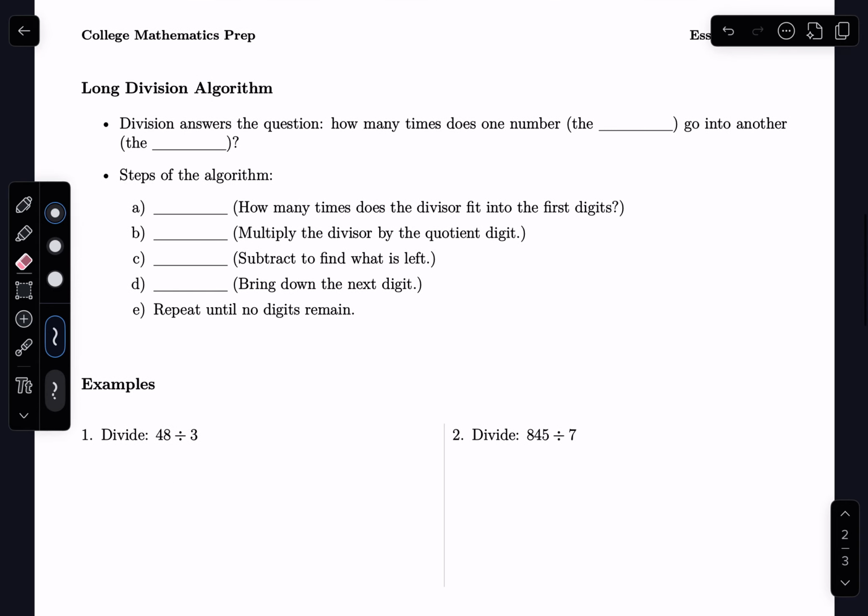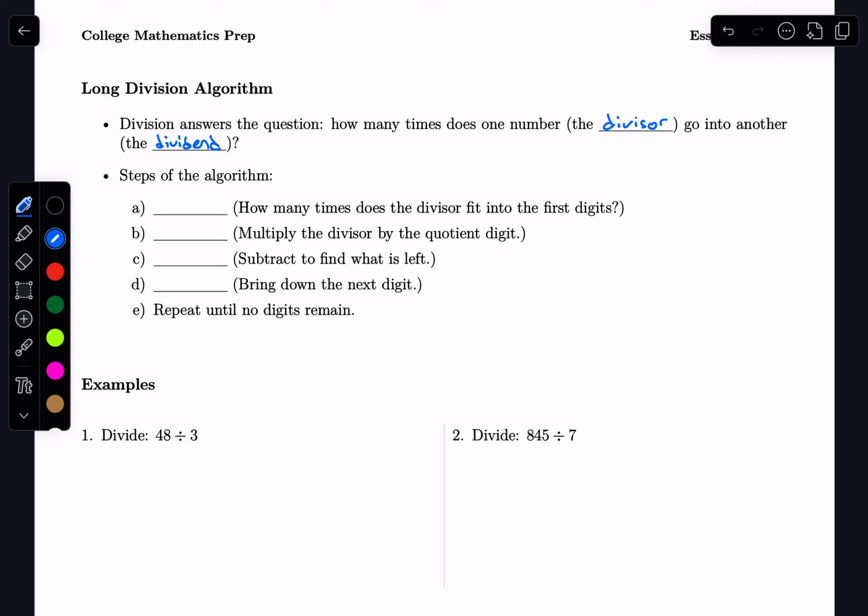All right, now things we are actually going to work through. Long division. Long division answers the question, how many times does one number, and that number is called the divisor, go into another number, and that other number is called the dividend. So we're trying to figure out how many of one number go into another number, but we also want to know what's left over if there is anything left over.